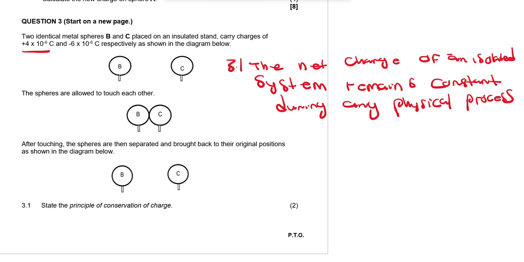That's how we define it. Okay, so let's continue, guys.